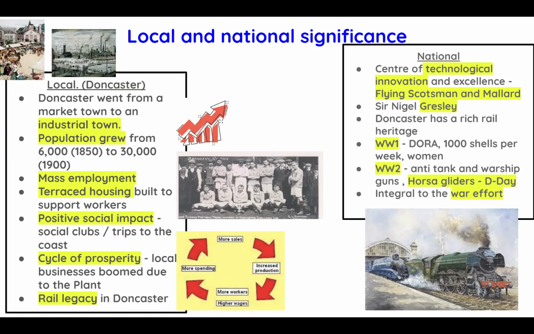National significance. The Plant Works became a centre of engineering innovation with those famous trains like the Flying Scotsman and the Mallard. It was crucial in World War I and World War II in helping the war effort, and it helped shape Britain's industrial and military history as well. The Horsa gliders were used in D-Day, which was a turning point in World War II.